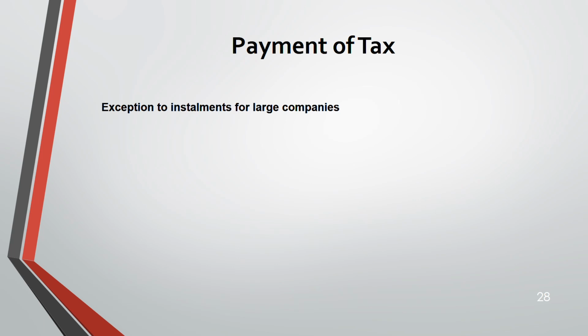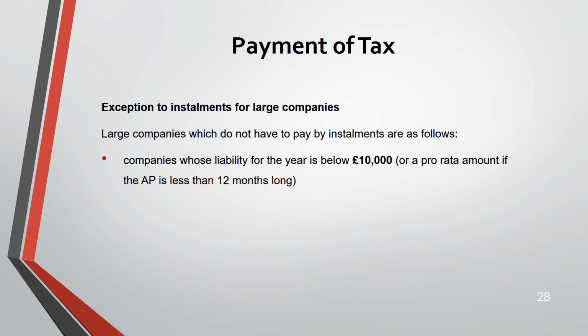But there is an exception to these installments for large companies. Large companies which do not have to pay by installments are these: companies whose liability is below 10,000 for the year. If your accounting period is less than 12 months, you have to prorate this 10,000 amount.